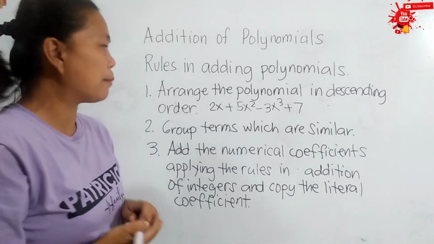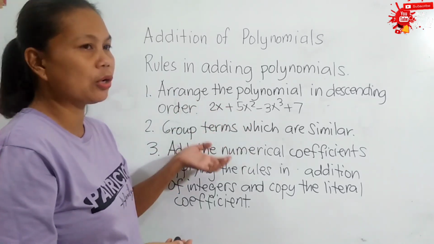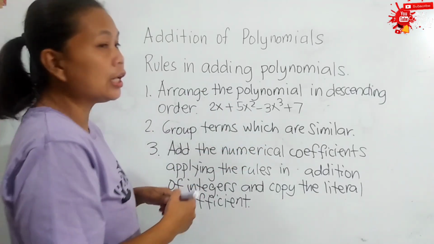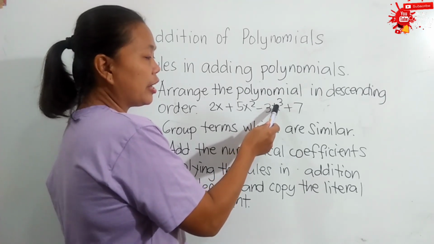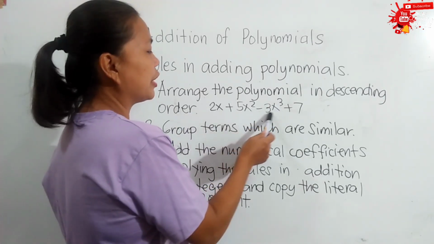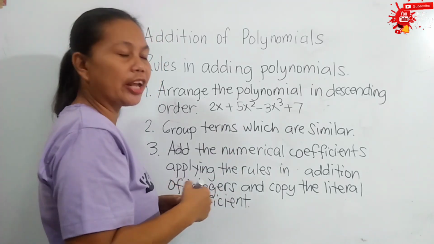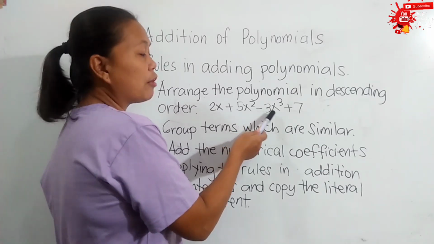This is an example of a polynomial. If we are going to arrange it in decreasing or descending order, we will first write the term with the highest degree. So we have negative 3x cubed. Take note that if we rearrange it, we will copy the sign before the term.